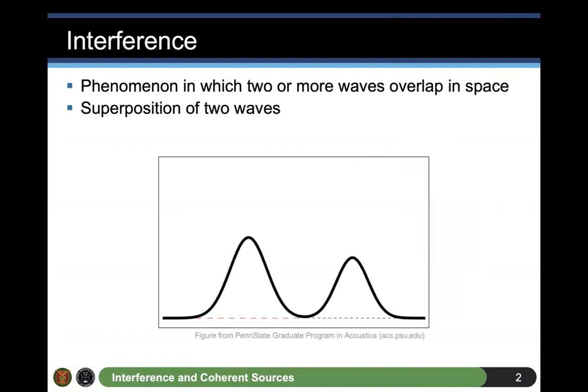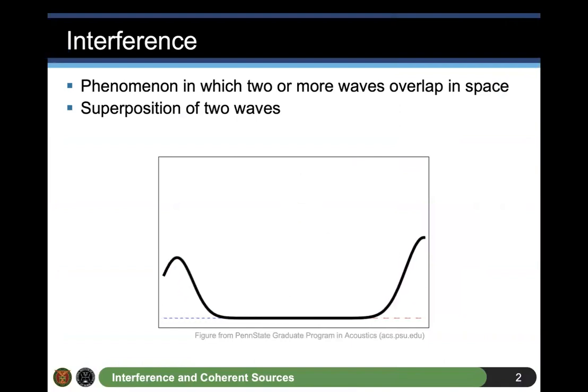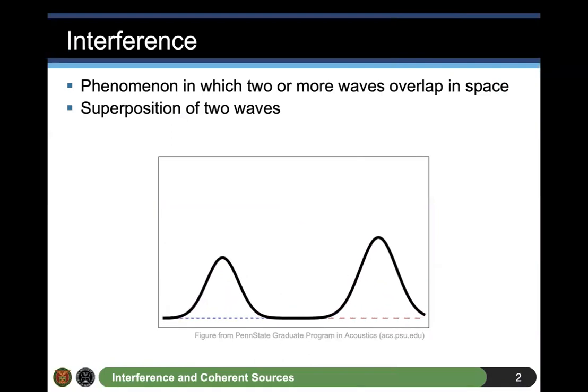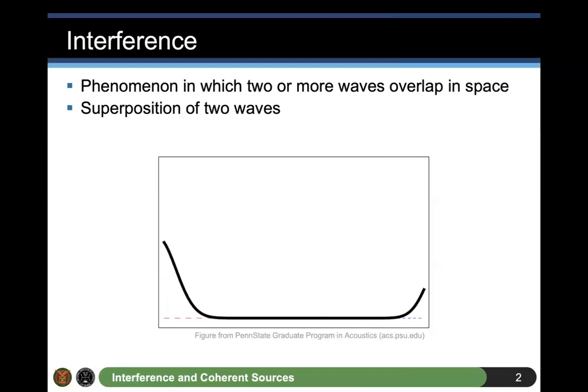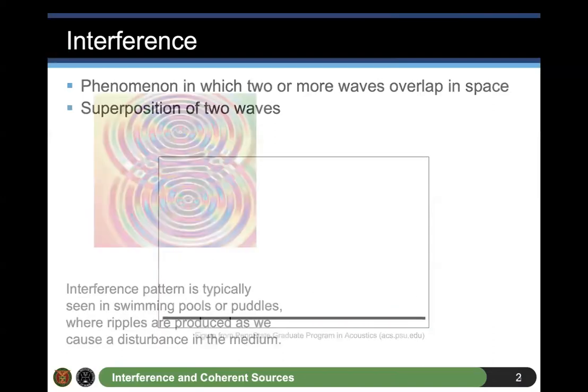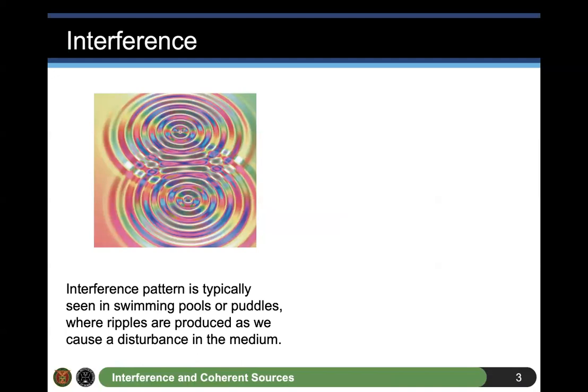so interference is a phenomenon in which two or more waves overlap in space, as we can see from this animation. And here, one of the key properties of waves is put into action. It is the superposition of two waves. Okay, so we can see they either add up or subtract their amplitudes. An interference pattern is typically seen in swimming pools or puddles, or wherever you see some ripples around, as they are produced caused by a disturbance in the medium.